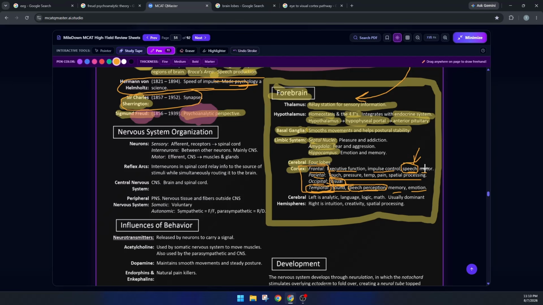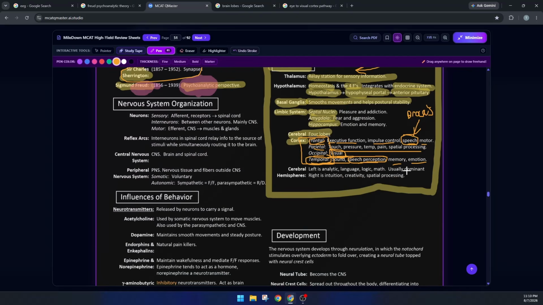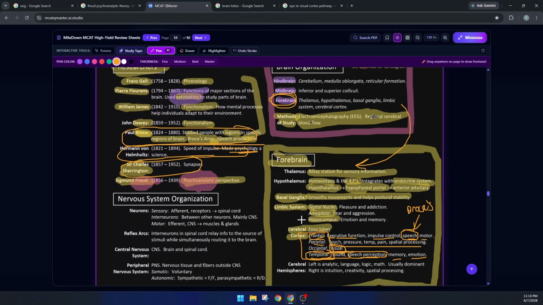Based on the theories they had, I think nowadays the theories are different, but based on how the science was back then, the reason why speech is in the frontal lobe is because of Broca's area, probably, right? Remember we just talked about Broca's area of speech production. Yeah, that's actually related to your frontal lobe over here. So without that kind of connection, it's hard to know.